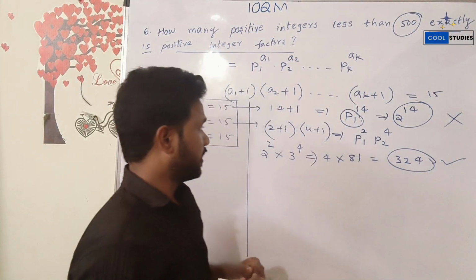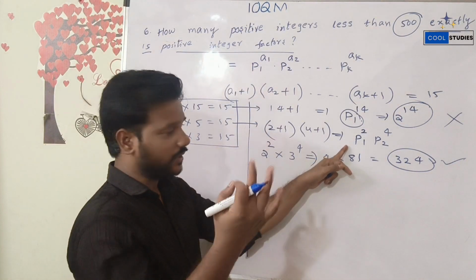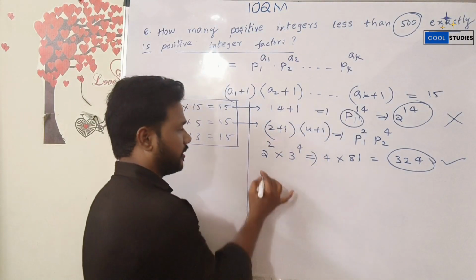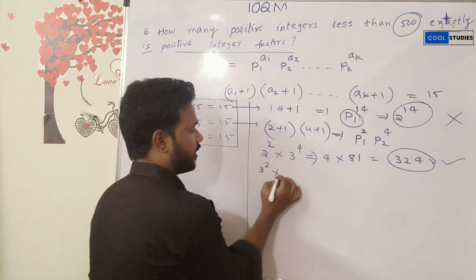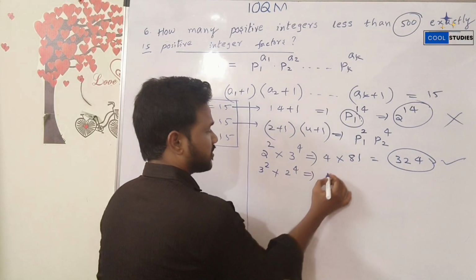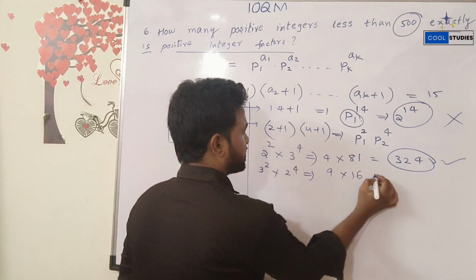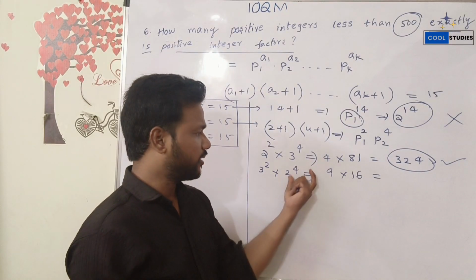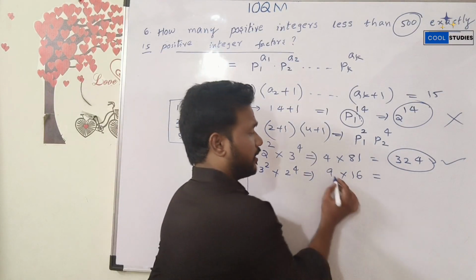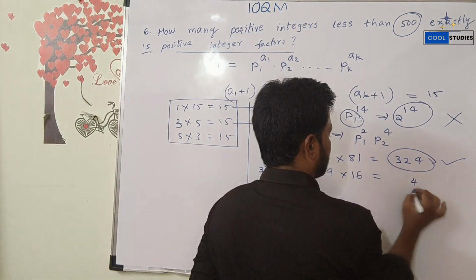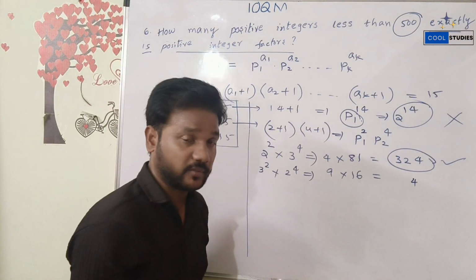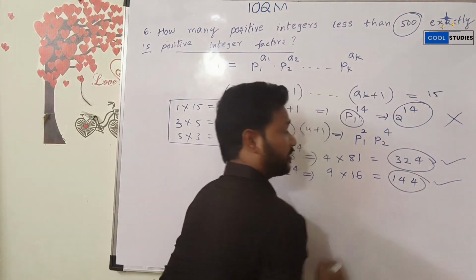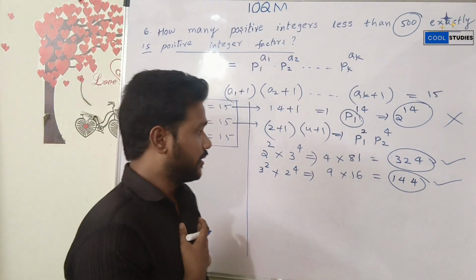Let's suppose in place of p1 we take 3 and in place of p2 we take 2. Let us interchange the values because both are prime numbers. That means 3 square into 2 power 4. 3 square is 9, 2 power 4 is 16. Let us multiply: 9 sixes are 54, 9 ones are 9, 9 plus 5 is 14, so 144. This is also less than 500, so it is also applicable.